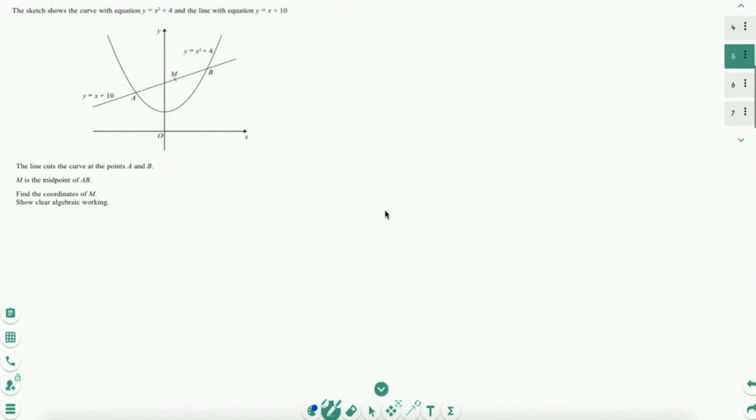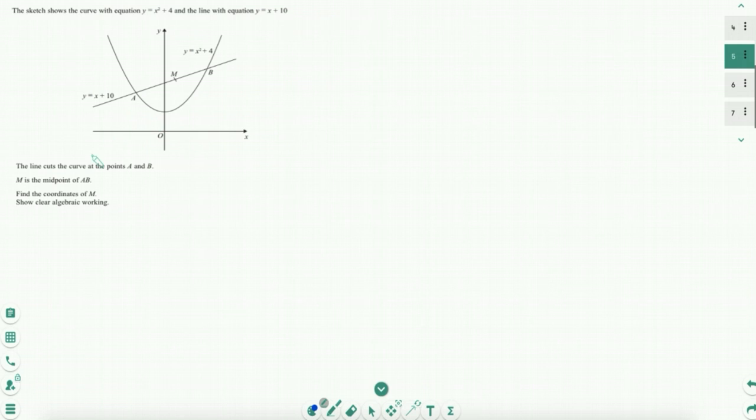The next two questions we're going to be looking at are board problems. This question is definitely like an A-star level question, and the question we'll do next is like an A-star level question, okay? Let's look at this question first. This sketch shows the curve of the equation y equals x squared plus 4 and the line with equation y equals x plus 10. Yeah, we have a curve, x squared plus 4, and then y equals x plus 10.